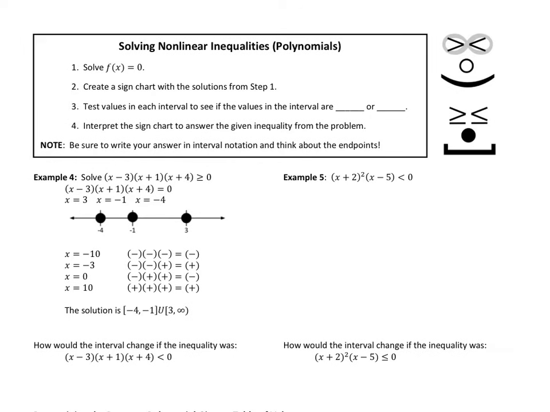Step 1 is to set it equal to 0 and solve it. That's what I did using the zero product property to get the critical numbers that go on the number line. We create a sign chart, which is all the signs, that's the sign chart part. And then test values in each interval to see if the values in the interval are positive or negative. Interpret the sign chart to answer the given inequality from the problem. We're going to write our answers in interval notation and make sure we think about endpoints. I put these little faces on there because I think some of us are too polite to say we don't remember this stuff. So if you're like, I've never known why it's parentheses versus bracket, it's the little face.